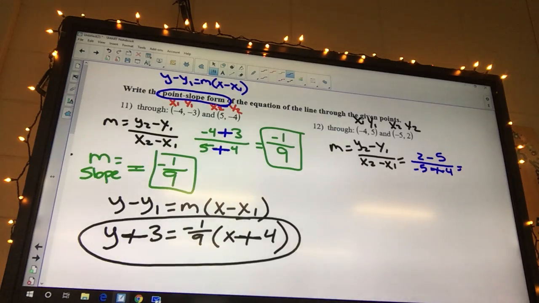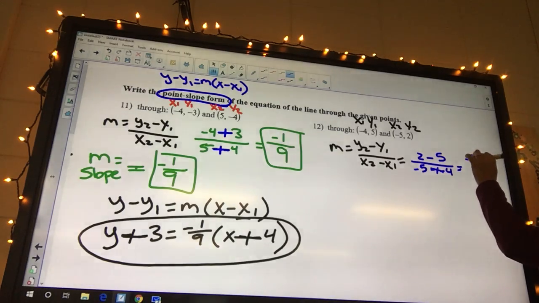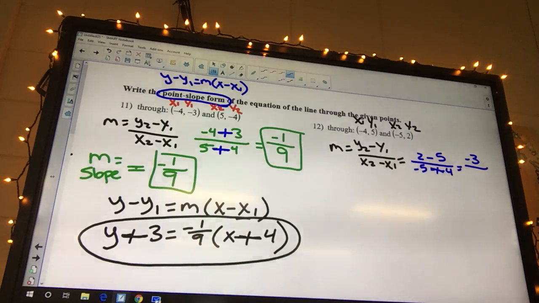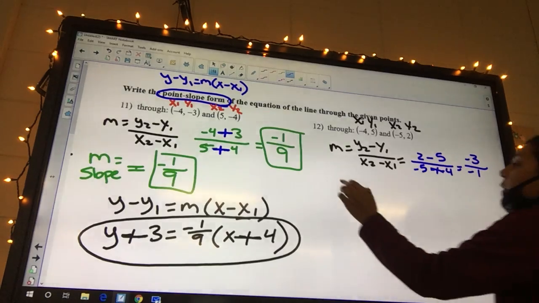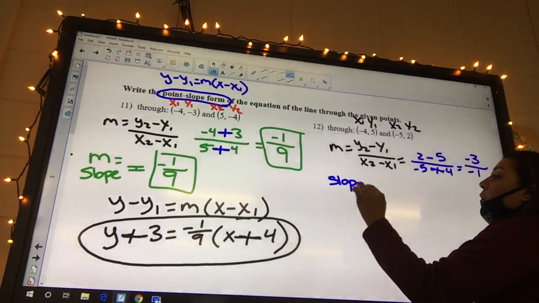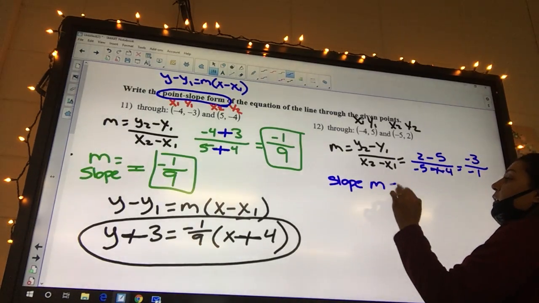So 2 minus 5 is going to be negative 3 over negative 5 minus 4. It's going to be negative 1. Okay, well, what's a negative over a negative? It's a positive. What is 3 over 1? 3. So your slope is just going to be 3. And that's why, if you type this in on the calculator, it's just going to spit out 3 for an answer. So you don't have to do all that extra stuff. Okay, so our slope, or our m, is 3.